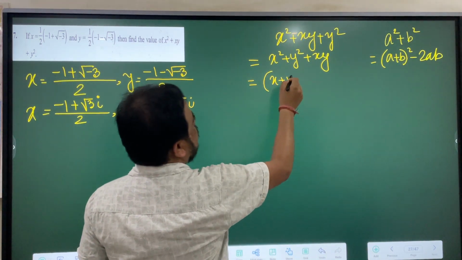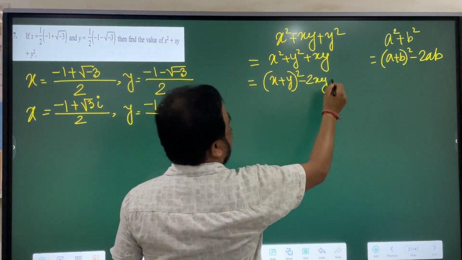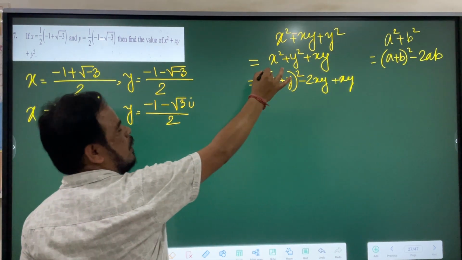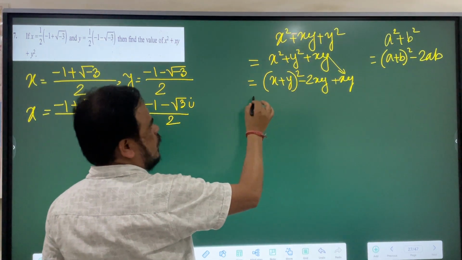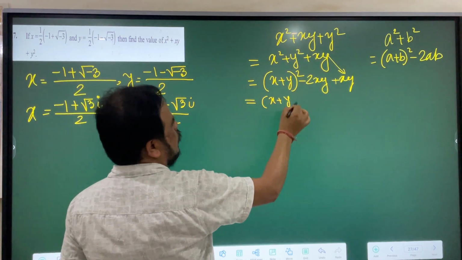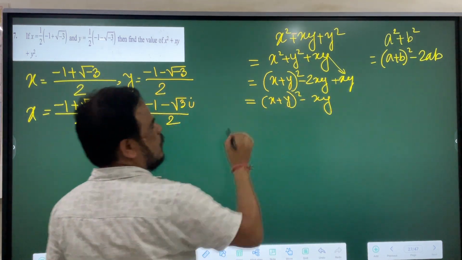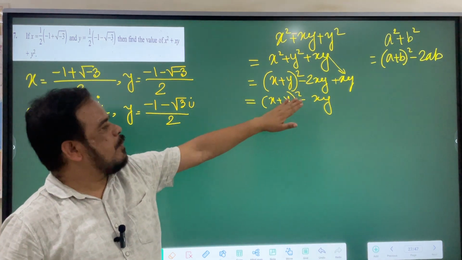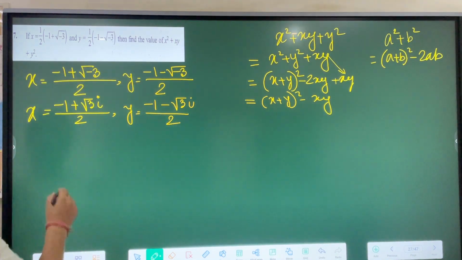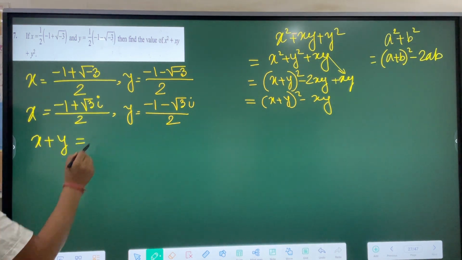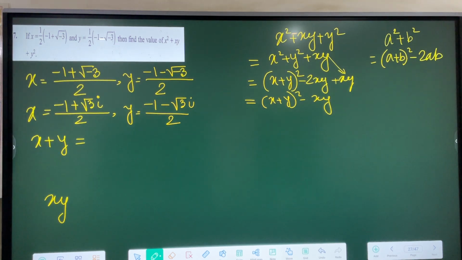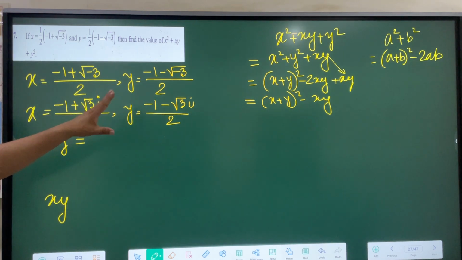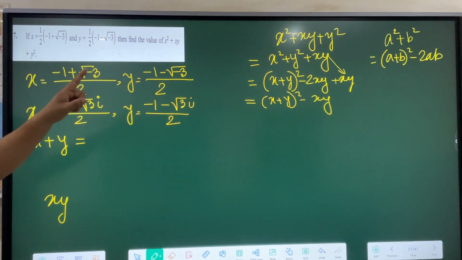So we can write here x plus y whole square minus 2xy plus xy. This is the formula I have applied here. This xy and xy, keeping as it is. So x plus y whole square minus xy. This term I have kept in a simple form, so that if we find out x plus y and x into y, that value you can put directly there, then the calculation will become easy. This x square plus y square formula is applied from algebra, general maths.